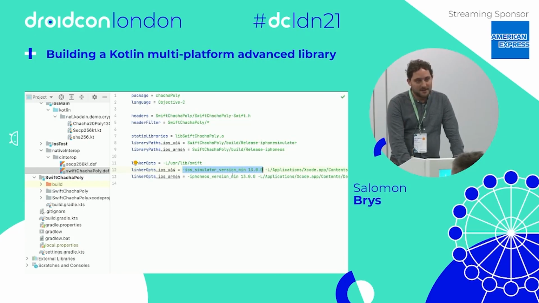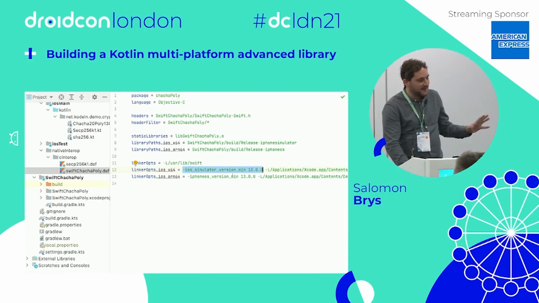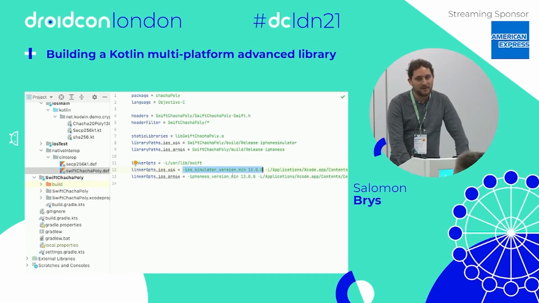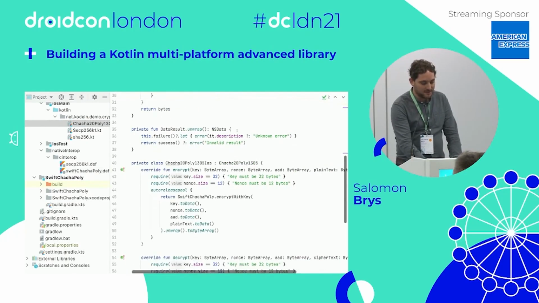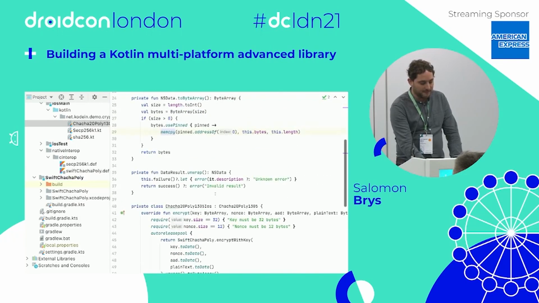These are needed because Swift got a stable ABI from version 13, from iOS version 13. So actually everything that I've described to you doesn't work if you are targeting iOS 12 or below. It only works if you are targeting iOS 13 and above. And once you've done that, you can use your facade and use the Cha-Cha Poly functions.